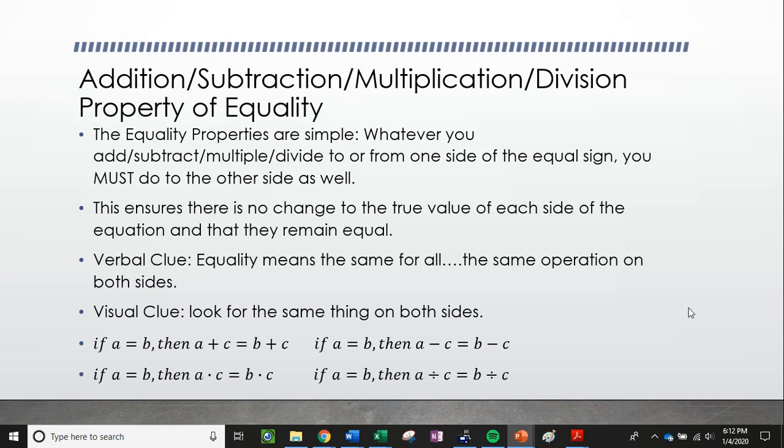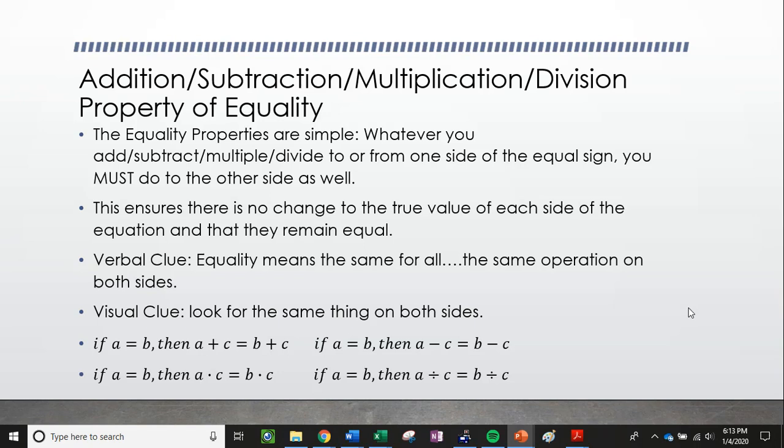Whatever you do, whatever you add, subtract, multiply, or divide to or from one side of the equal sign, you must do that same action with the same value to the other side as well. Okay, so I'll say it one more time. In simplest of terms, whatever you do to one side of the equation, you have to do to the other side of the equation. This ensures that there is no change to the true value of each side of the equation, because remember, an equal sign represents that one side is the same as the other side.